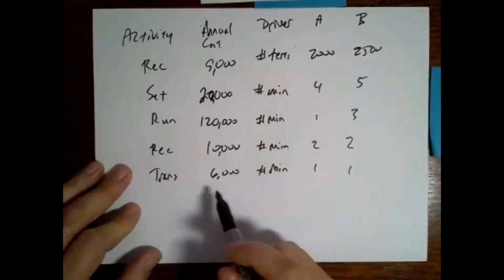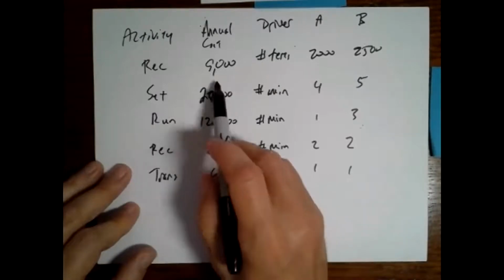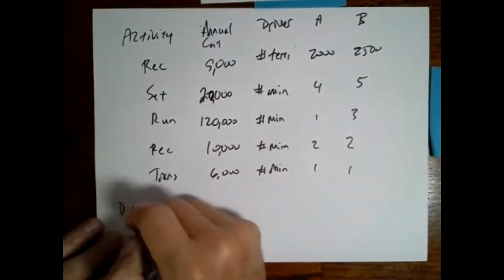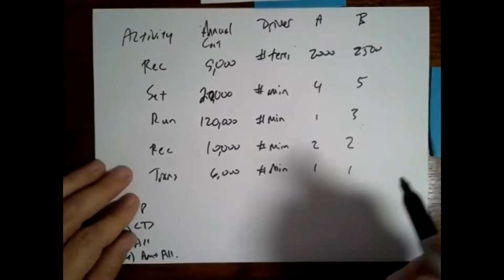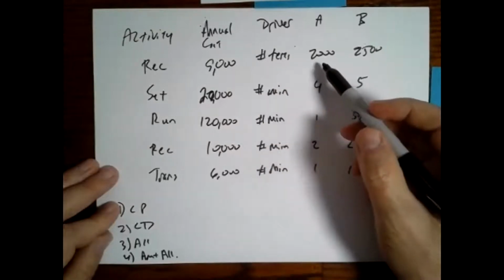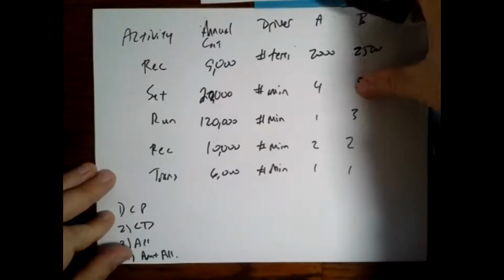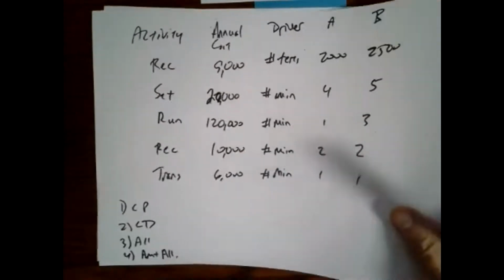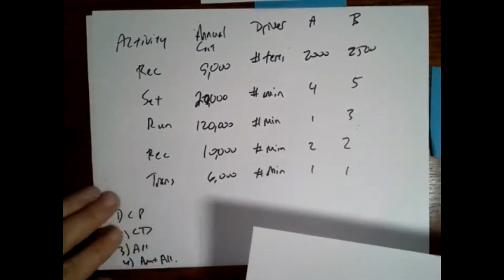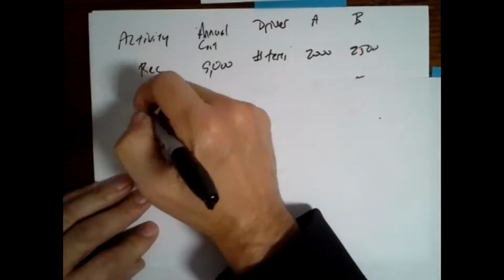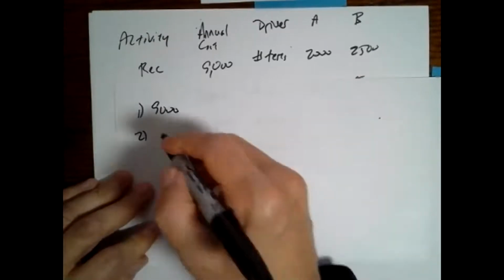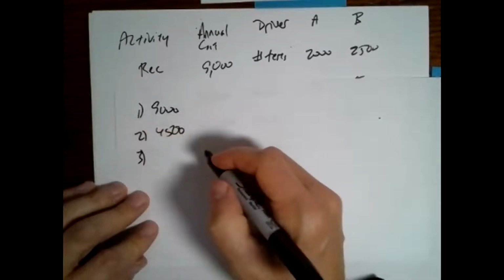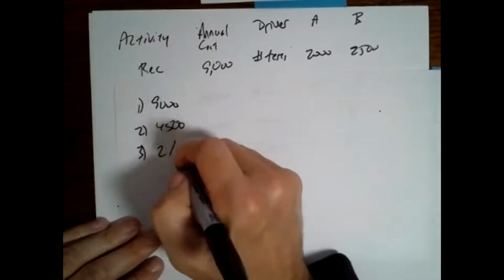Okay, I've copied out the information, and we need to start. The first thing we need to do is use that same 4-step process: cost pool, cost driver, allocation rate, amount allocated. So we know the cost pools. We need to calculate the appropriate drivers. For receive, the cost is 9,000. The driver is going to be number of tests. So we do 2,000 test A's and 2,500 test B's. So that's 4,500. So the allocation rate then is $2 per test for receive.